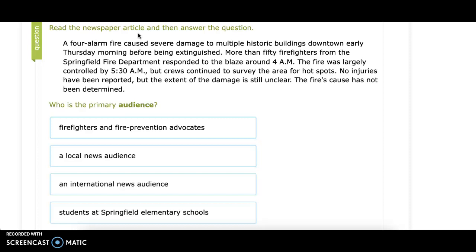All right, now when we want to think about the audience, who it's written for, we're going to look at some different clues. First off, I notice that again, it's from a newspaper, so very likely it is intended for a general audience, those that would be reading that particular newspaper, so probably not children, probably more adults. Now from there, I noticed that they use kind of vague terms like historic buildings downtown, but downtown where, right? They also talk about the Springfield Fire Department. Now, I happen to know that there is actually a Springfield in every single state within the United States. So that's not super specific either.